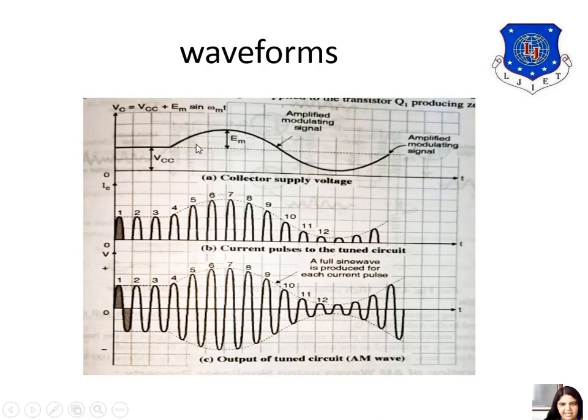So this is the diagram of the collector supply voltage. It is VC equal to VCC plus EM sin omega m t. So this is my modulating signal curve. This is the current pulses through the tuned circuit, and the output of the tuned circuit for both cycles is the amplitude modulated wave.